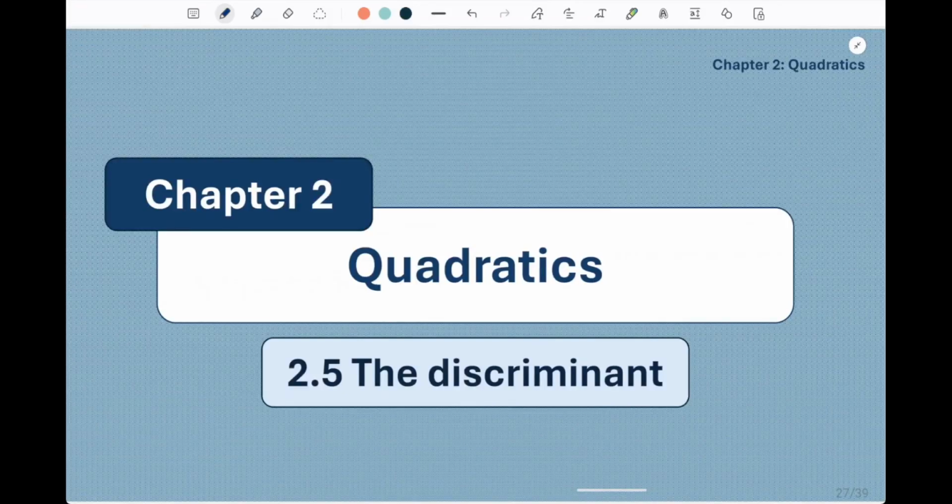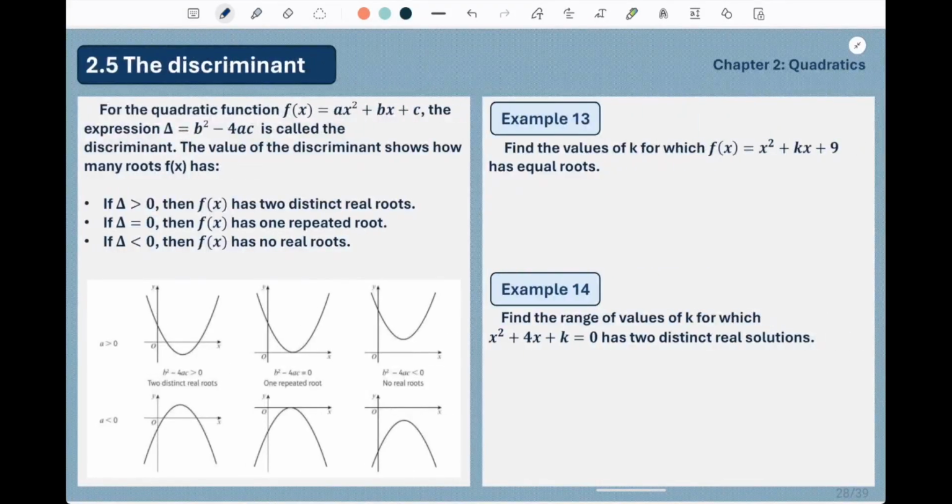Hello everyone. Today we're going to uncover what a discriminant means. We know so far what a quadratic equation means, and a quadratic function is something that's written in such a form. And the expression here, we've already seen in the quadratic formula, but it has a specific name, which is the discriminant. So we call it a discriminant in mathematical terms.